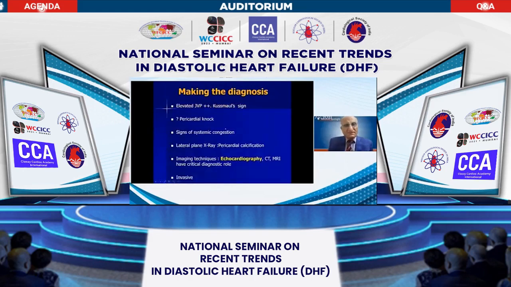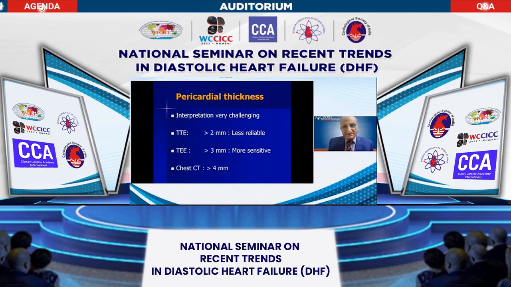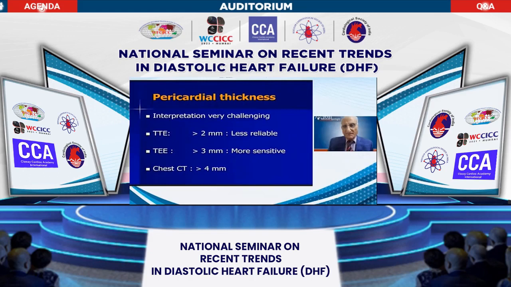Now, besides the various clinical factors, the main imaging techniques are echocardiography, CT, and MRI. CT and MRI are complementary to echocardiography in special situations, but as you know, echocardiography is the first investigation to be done in these cases. Now, there is always a doubt about pericardial thickness. It is very difficult to measure from a transthoracic echo; more than 2 millimeters is less reliable. On transesophageal echo, more than 3 millimeters is more sensitive, but a chest CT is more specific, and a thickness of more than 4 millimeters is fairly diagnostic of pericardial thickening.